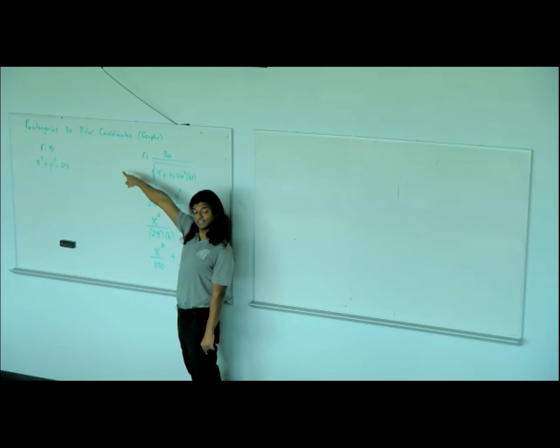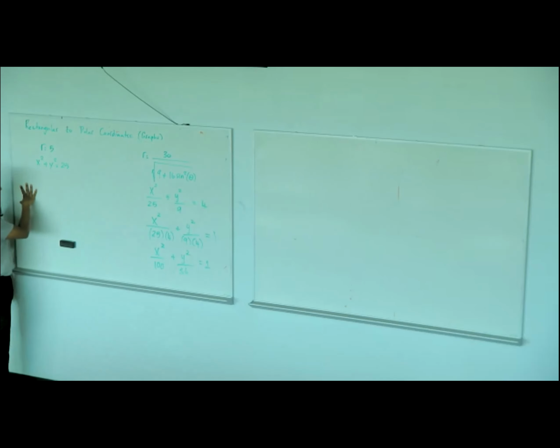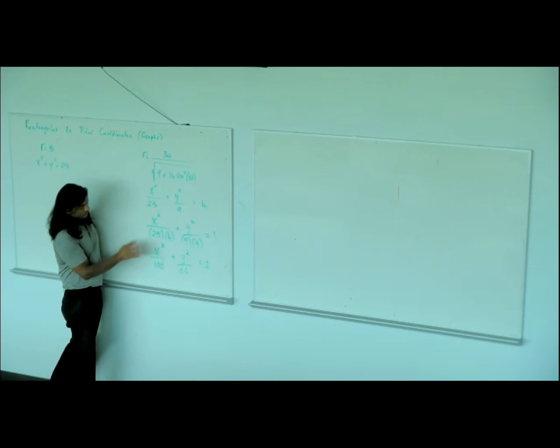When we went from here to there, we used x equals r cosine theta and y equals r sine theta, squared them, added them, and ended up getting 25. So r became 5.